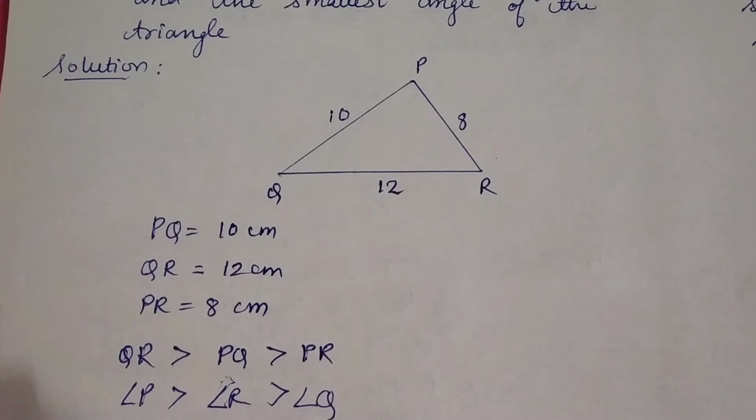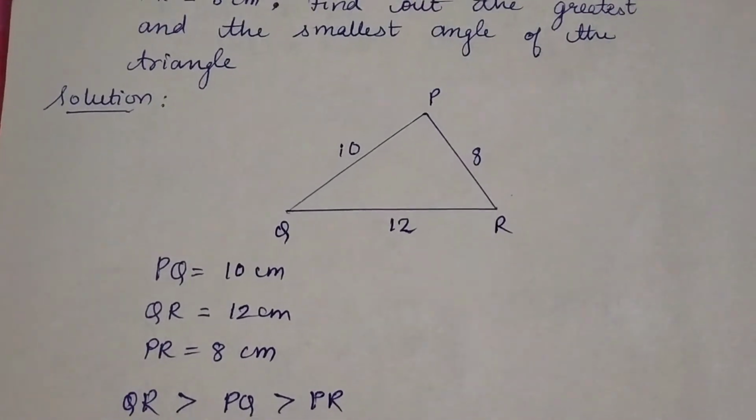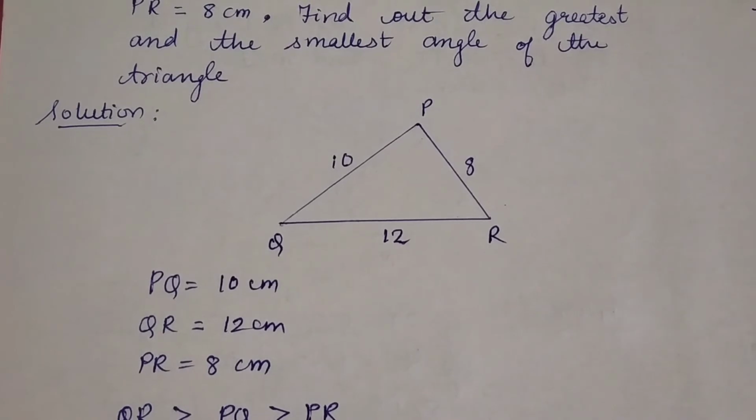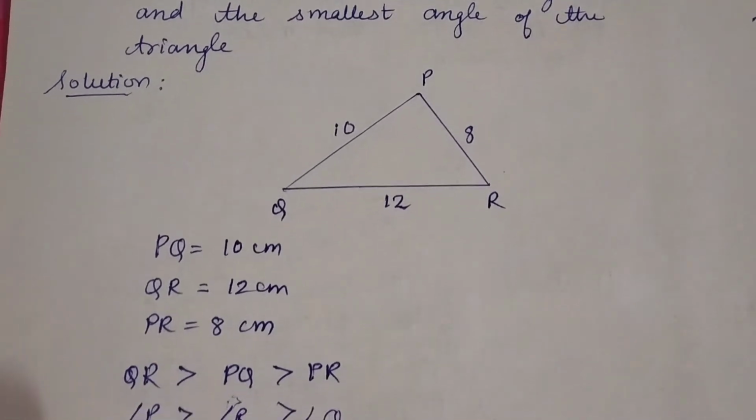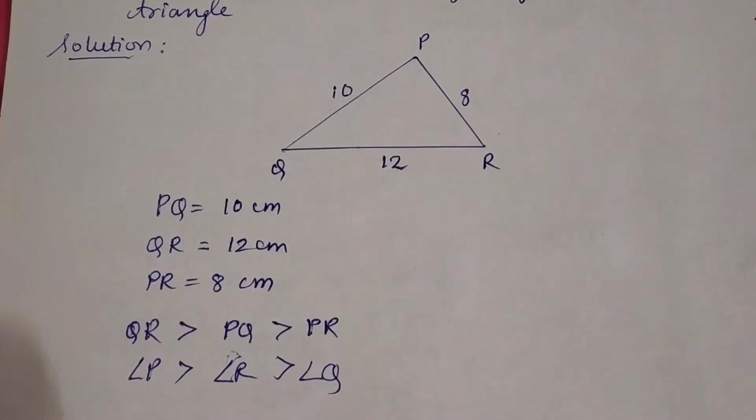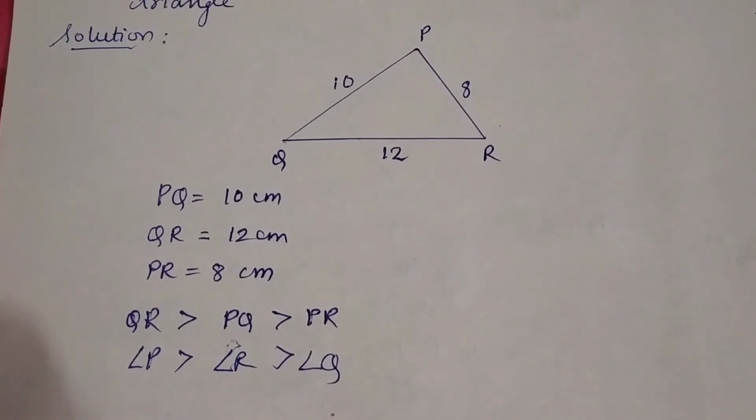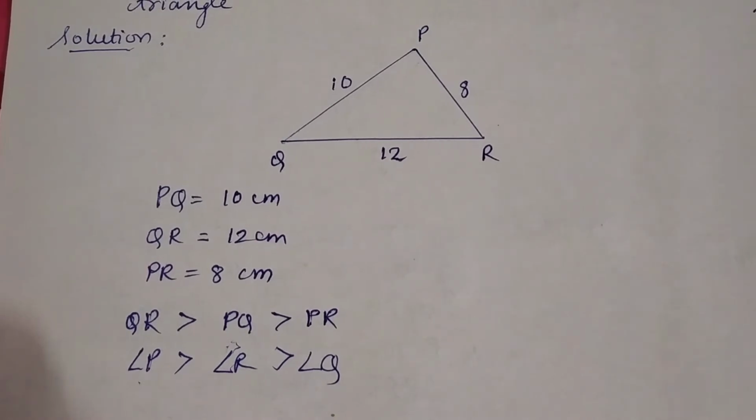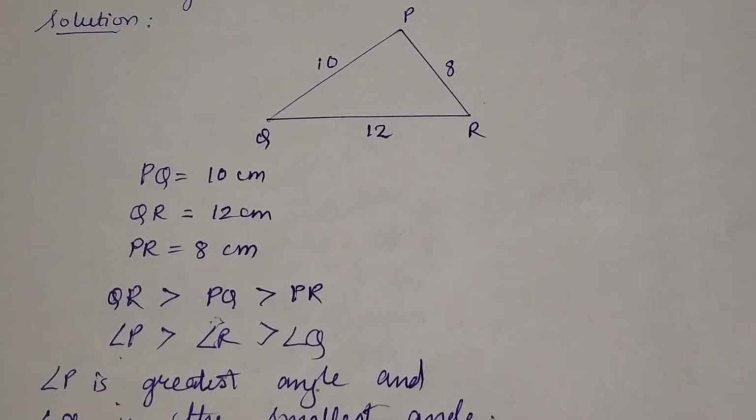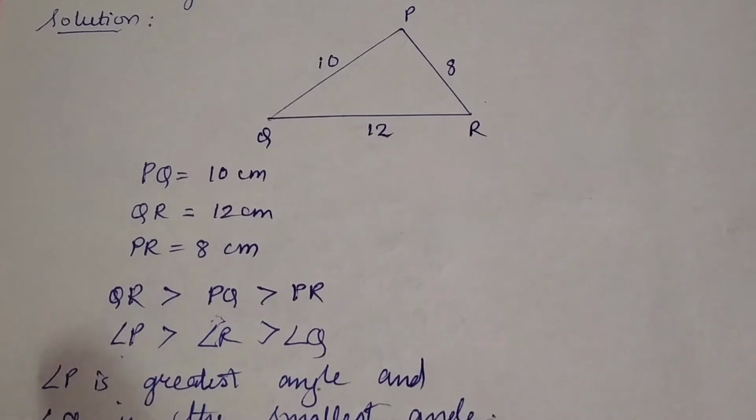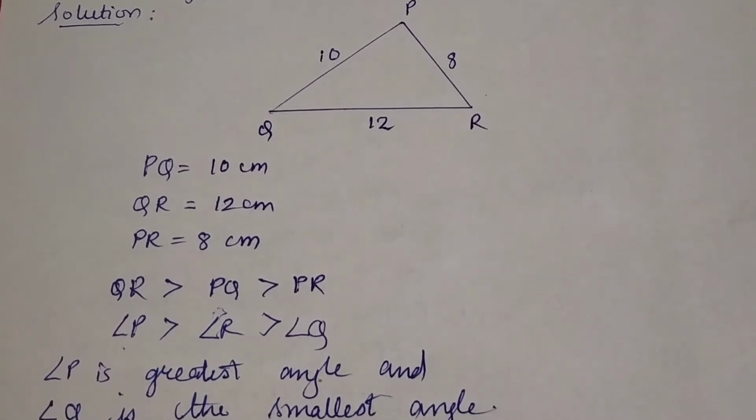Okay, so here we have found out that angle P is greater than angle R, and that angle R is greater than angle Q. Our question says, find out the greatest and the smallest angle of the triangle. So the greatest angle is going to be angle P, and angle Q is going to be the smallest angle. Therefore, I write down: angle P is the greatest angle and angle Q is the smallest angle.